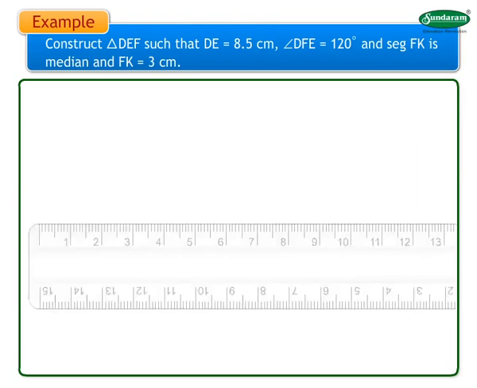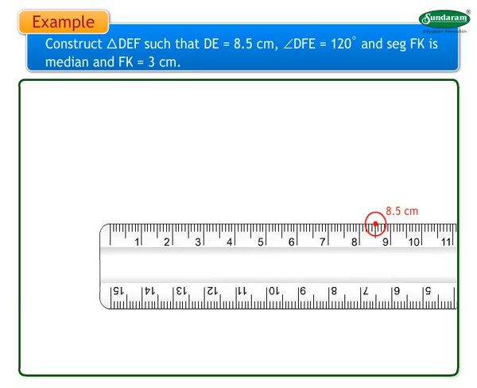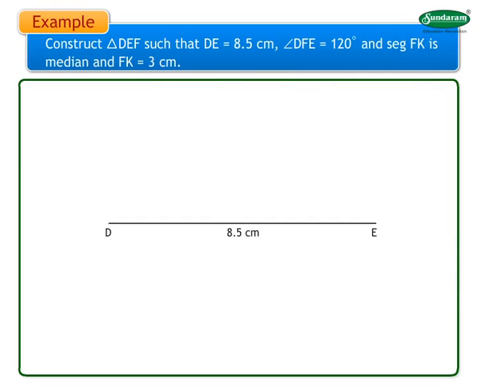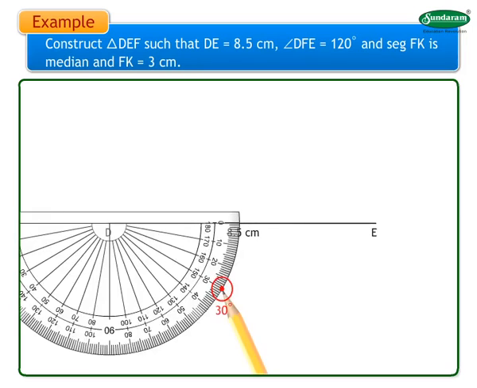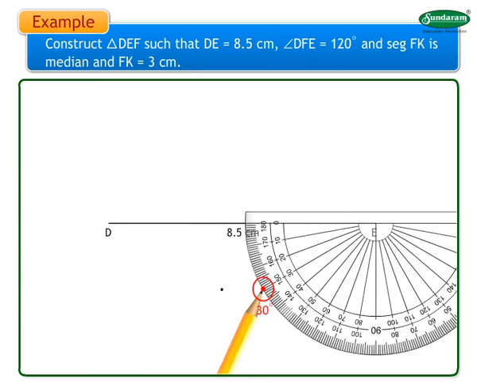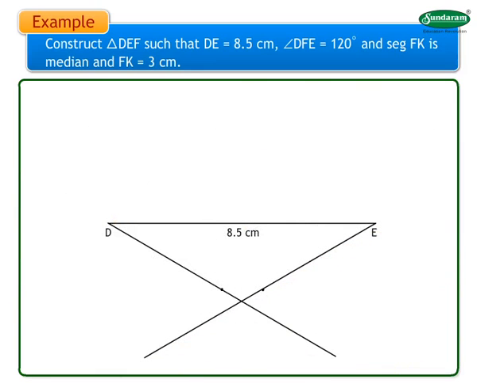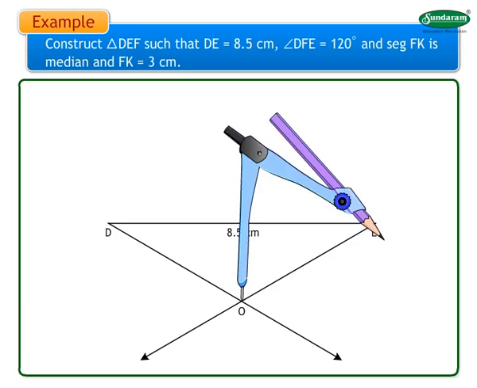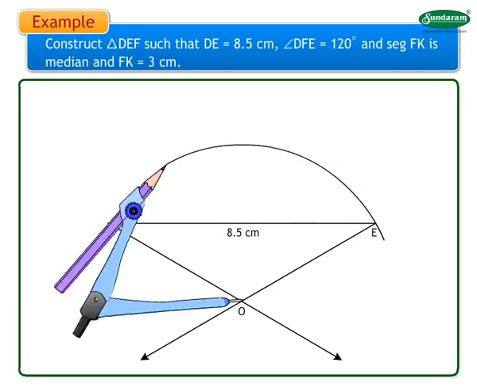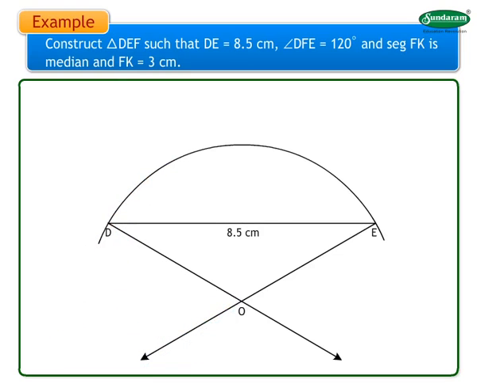Now let's look at the construction. Draw segment DE is equal to 8.5 centimeters. Now, at the end points of DE, draw angles of 30 degrees to lower side of segment DE. Let intersection of arms of angle be O. Take O as the center and OD or OE as radius. Draw the arc to the opposite side of center.